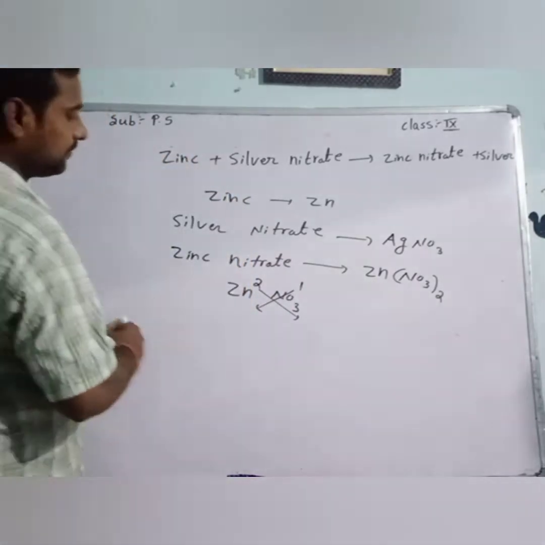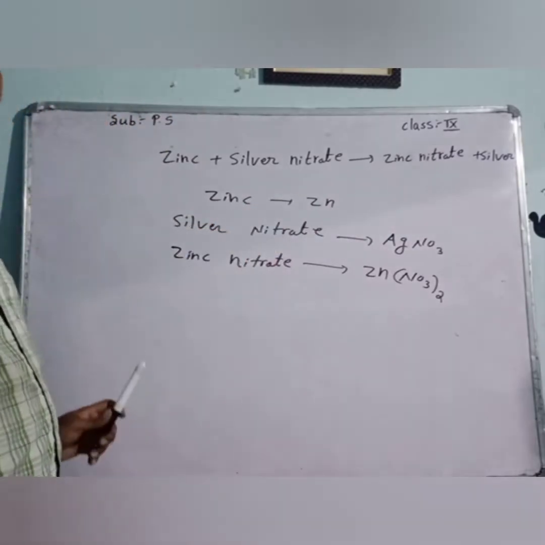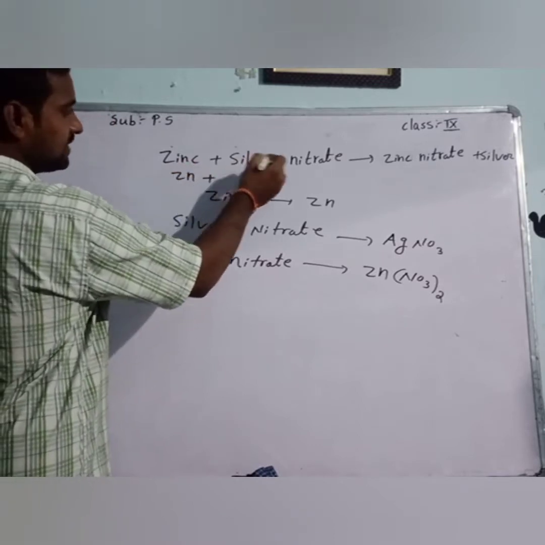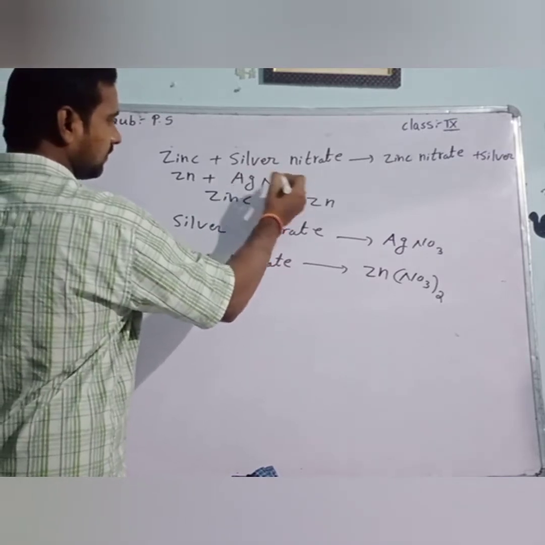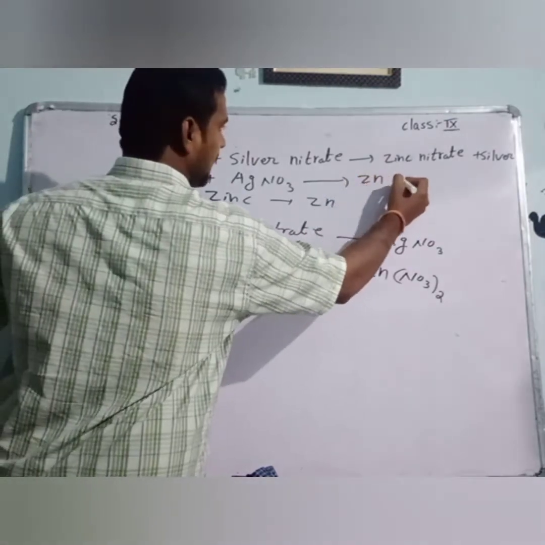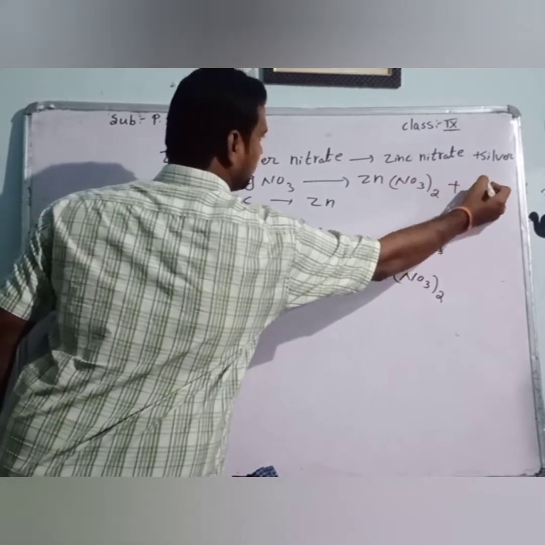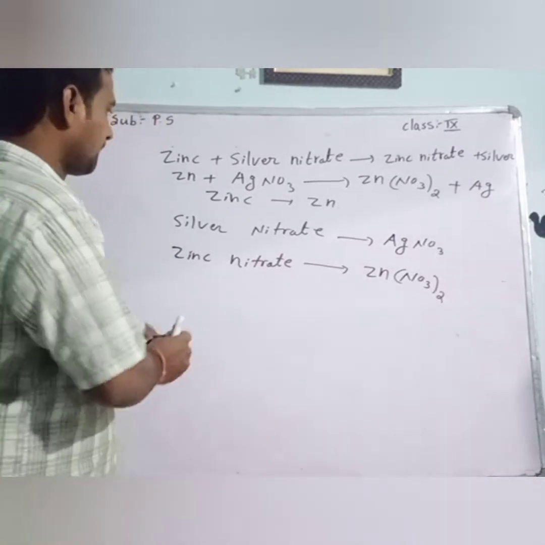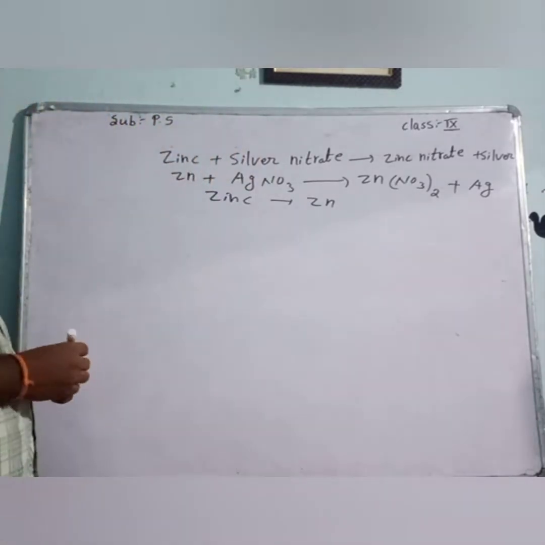Okay. Now the last one is silver. The silver formula is Ag. Okay. Now zinc Zn, silver nitrate AgNO3, and zinc nitrate Zn(NO3)2 plus silver Ag. Now balance this chemical equation.